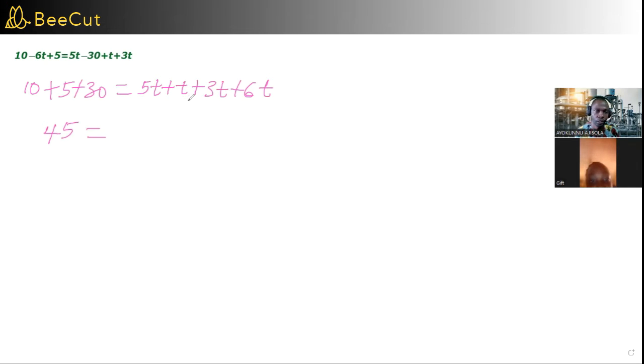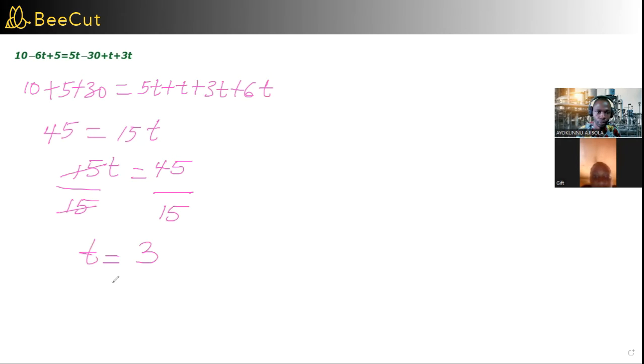5t plus t is 6t, 6t plus 3t. That is what? 9t. 9t plus 6t is how many t? 15t. So I can say 15t equal to 45. So I divide both sides by 15 so that t can be free and find the value of t. Now t equal to 3 because that is 45 over 15.